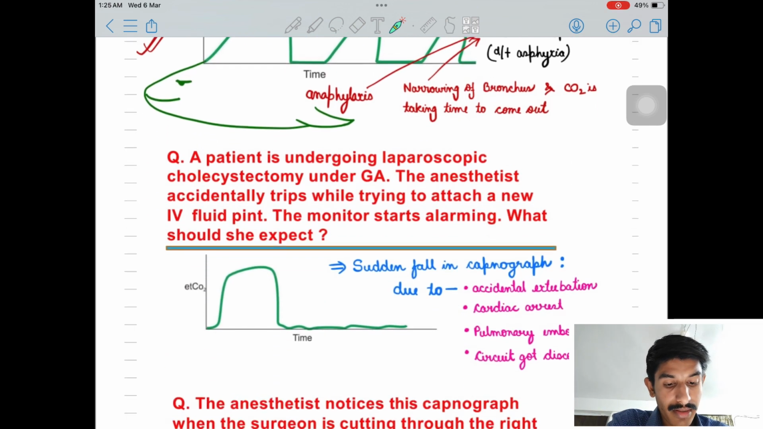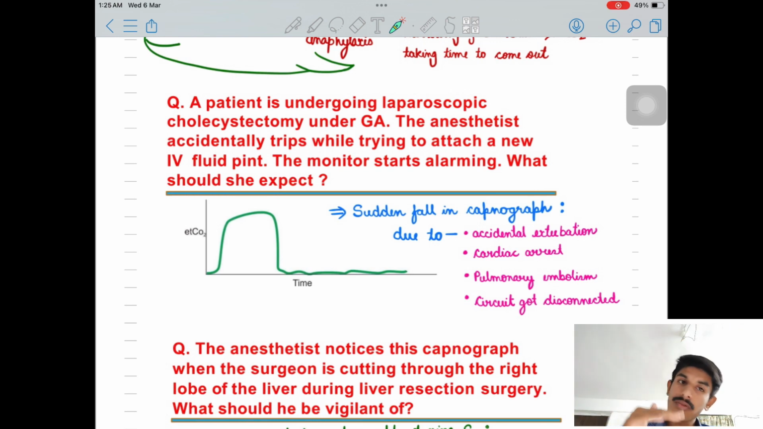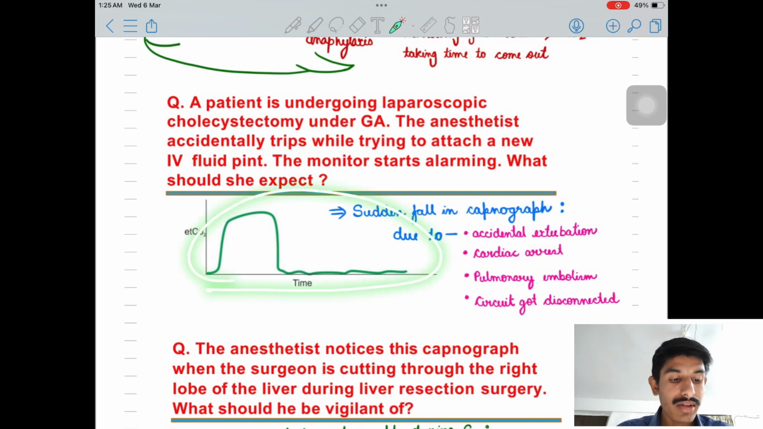Next one is the sudden fall. The trace was going normally, and suddenly a flat line came in the capnograph. What happened? It could be accidental extubation, where the tube came out of the mouth, then cardiac arrest, pulmonary embolism, and lastly circuit disconnection. For example, everyone in the OT is running for an emergency operation, and suddenly someone kept a leg on the intubation tube and it came out of the mouth, or it got blocked. If it gets blocked, the capnograph will obviously decrease directly. So, a sudden fall in the capnograph. These four reasons can be there.